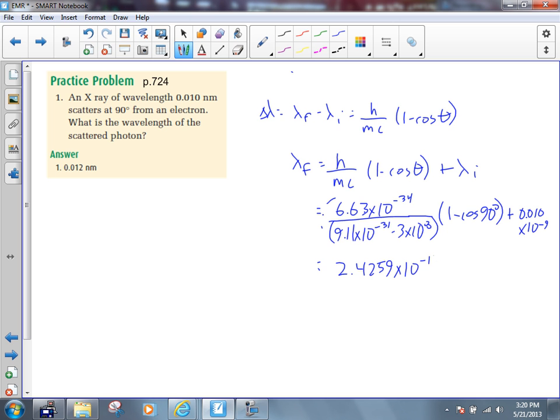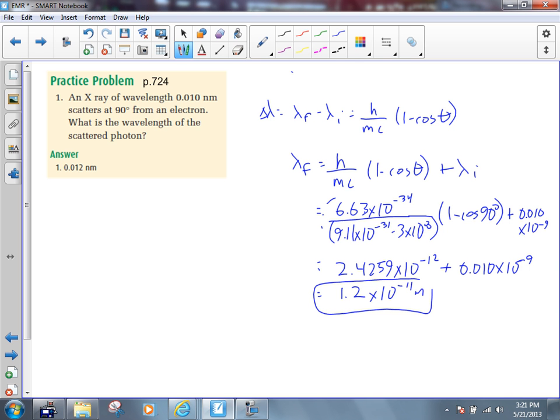Now, cos 90 is 0. 1 minus 0 is 1. So 2.4259 times 1 is 2.4259. Added, I should say, to 0.010 times 10 to the minus 9. We add those two together, and we should get 1.2, I believe, times 10 to the minus 11, which is 0.012 nanometers. Okay?